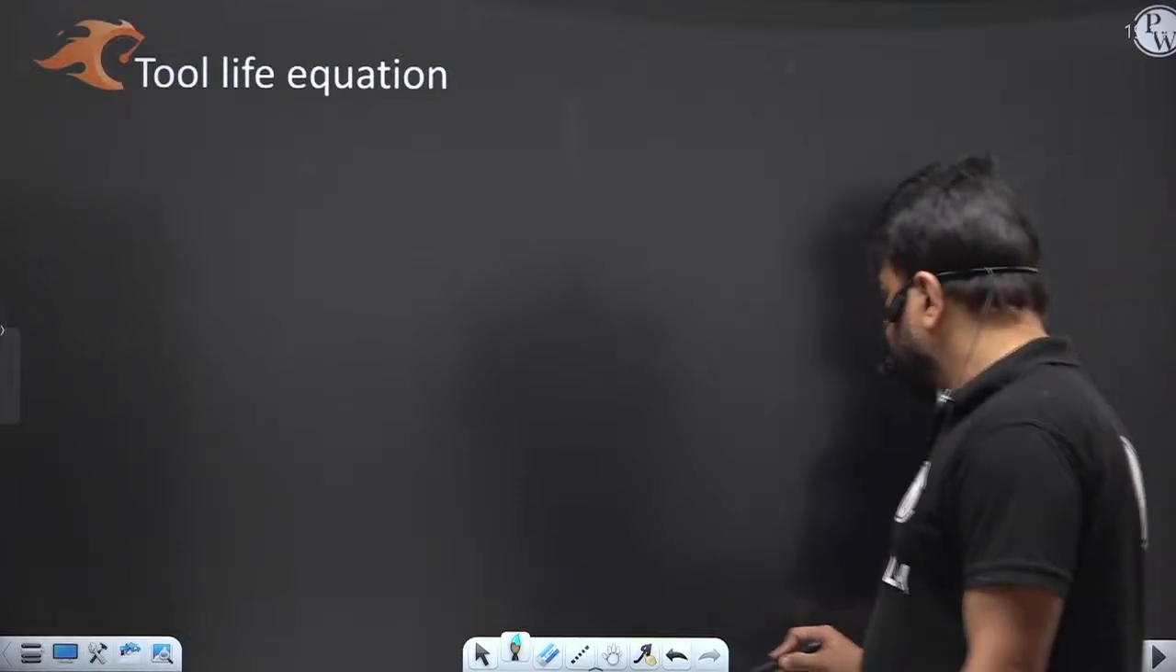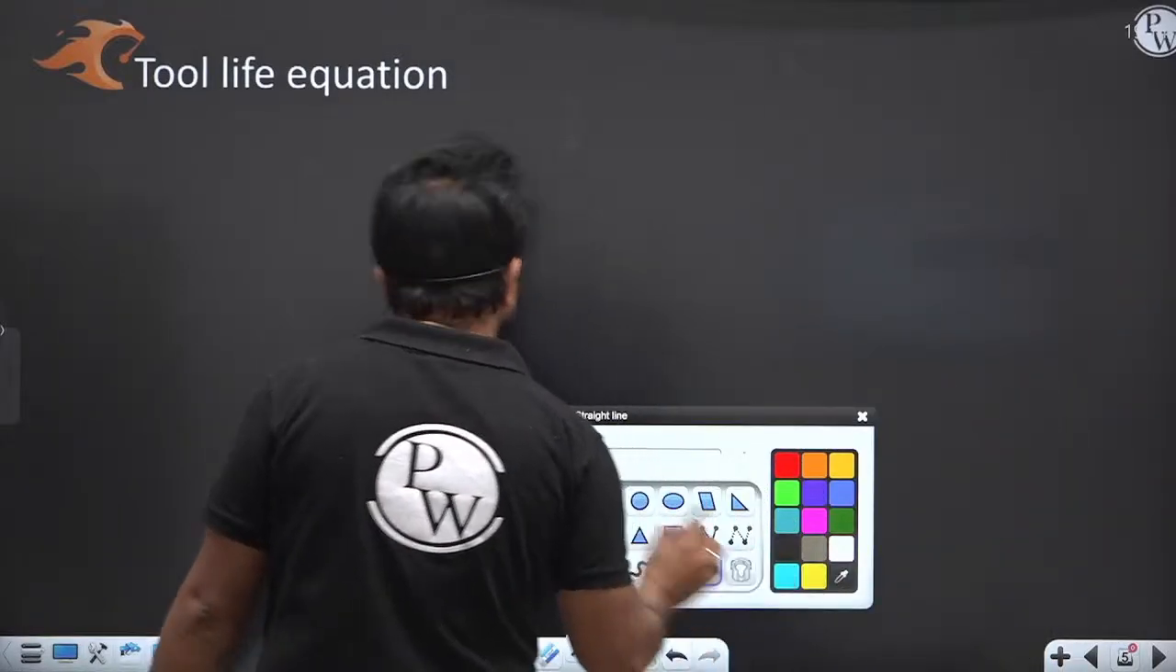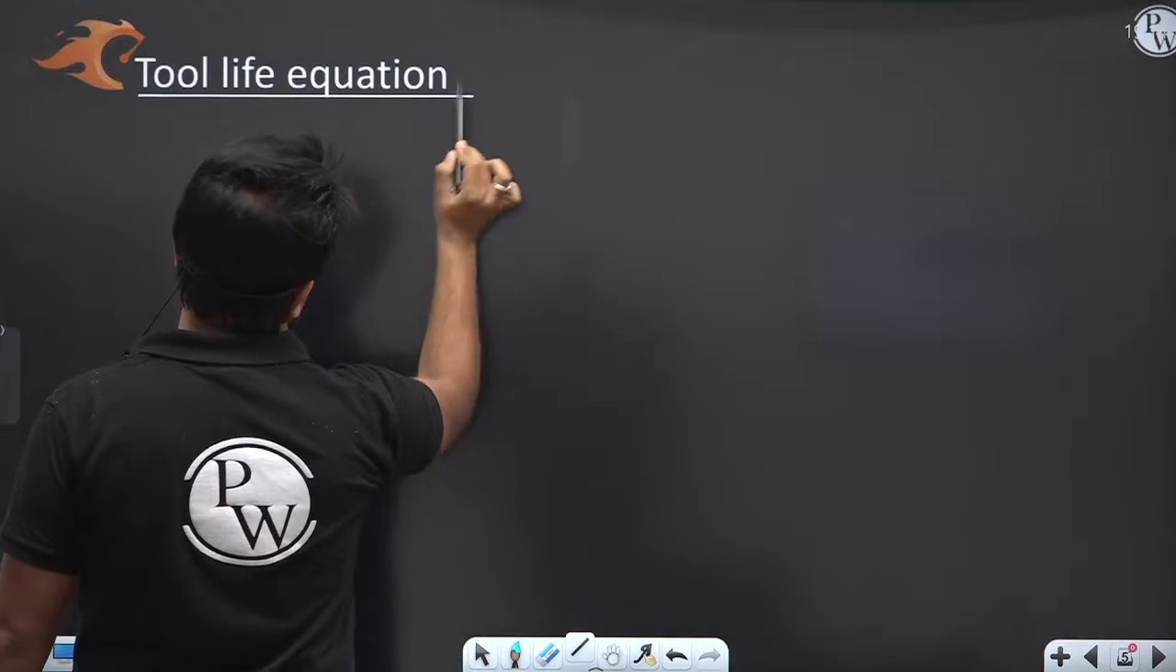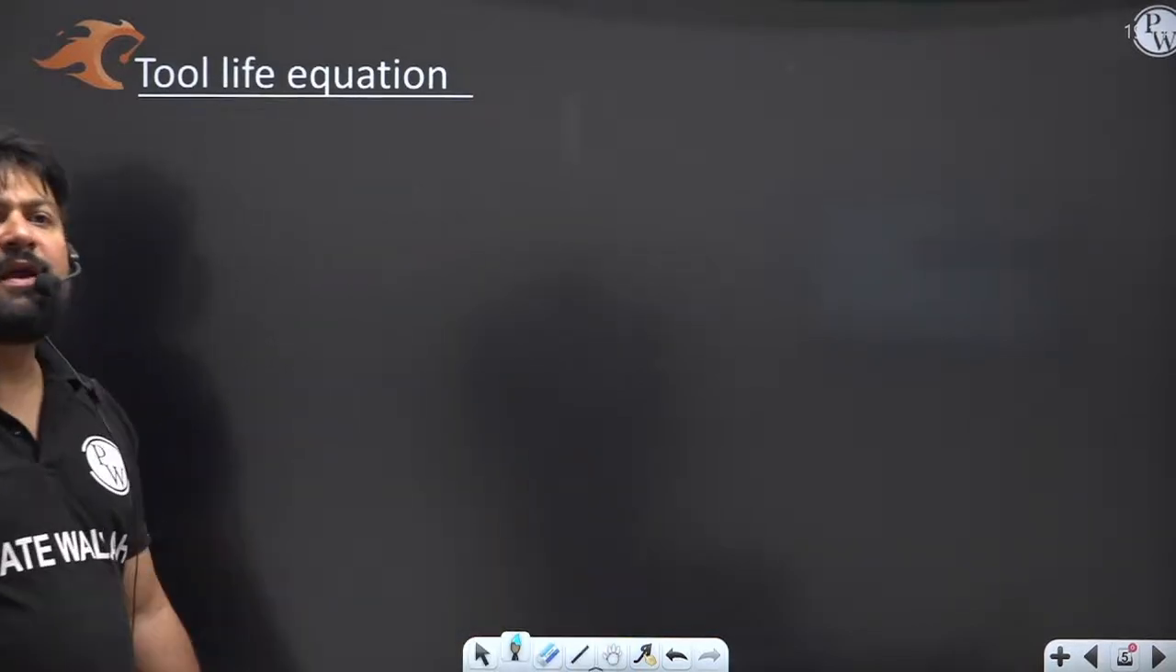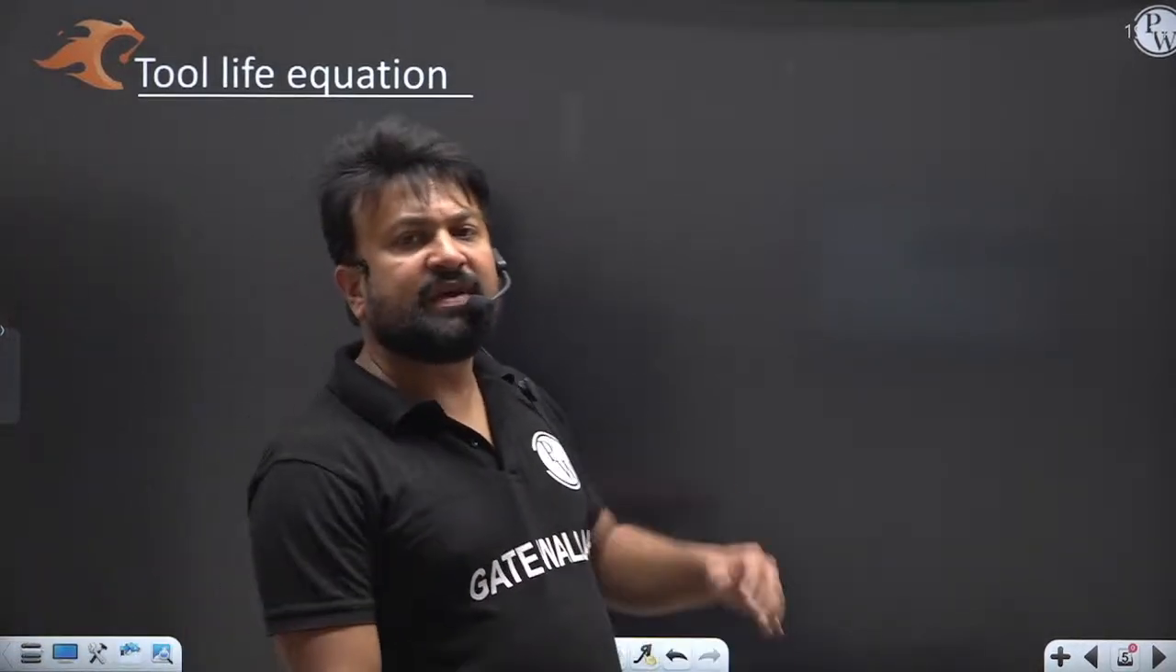Now let's move to Taylor's tool life equation. This Taylor's tool life equation is very important from the GATE point of view.